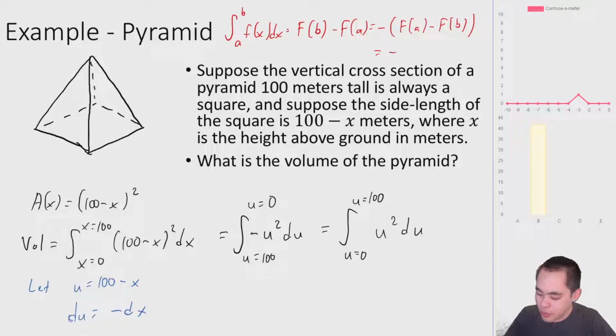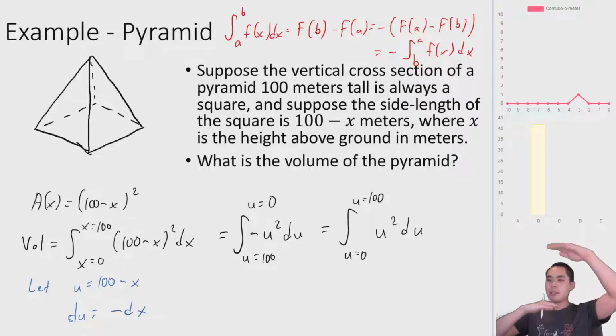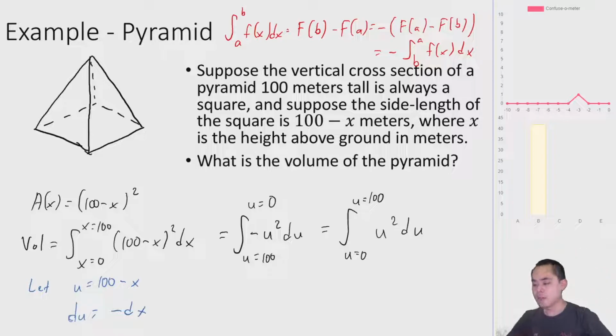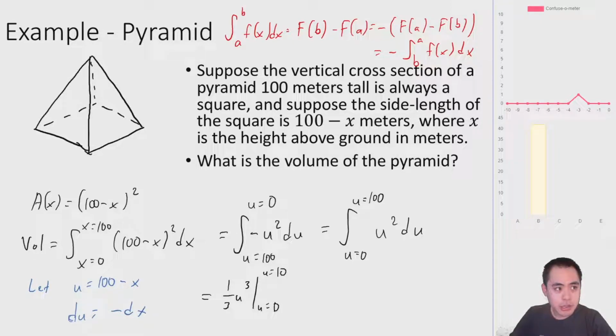Which is equal to minus the integral from b to a of f of x dx. So when you swap the limits of a and b, you end up getting the negative of the integral. Okay, so now that we've done that, this is relatively straightforward to compute. So this is 1/3 u cubed from u equal to 0 to u equal 100, which is equal to 1/3 times 100 cubed, which is about 333,333 meters cubed.